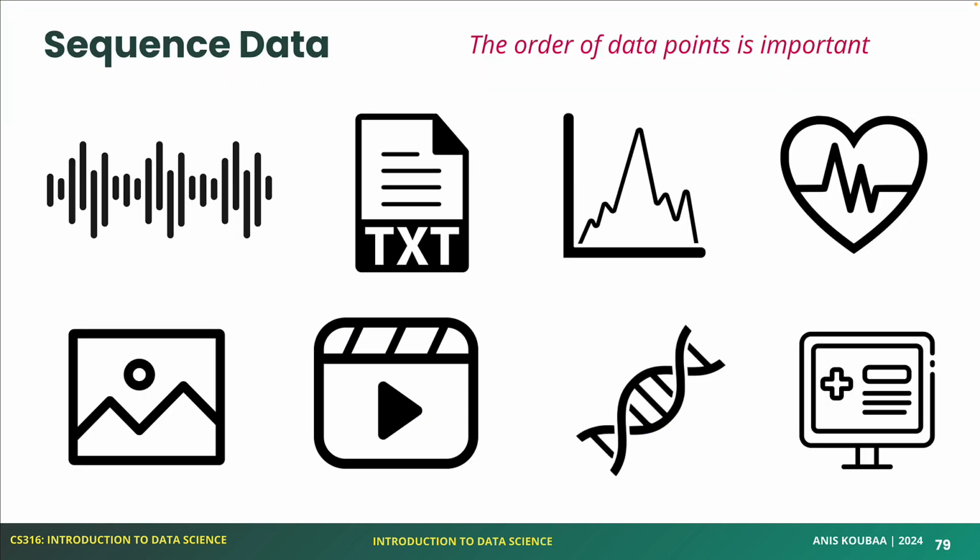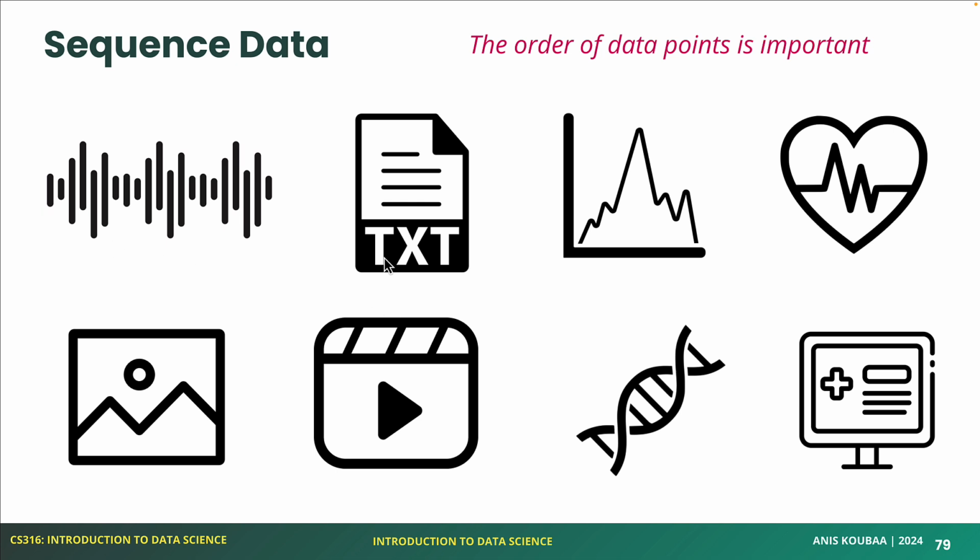So in this slide, we're going to explore one type of unstructured data, that is sequential data. Sequential data means that the order of data points is important, because we have a sequence, an ordered list of data points. And this data can be of different types, like for example, audio waves. This is a classical example of time series data, because it's going to be organized as a sequence.